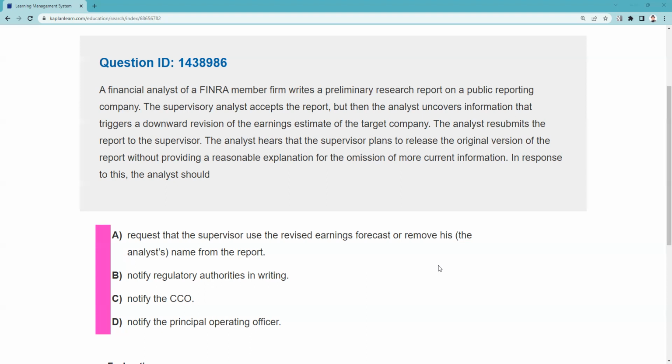So my supervisory analyst accepts my report. But then I uncover information that triggers a downward revision of my earnings on Tesla, the target company. So then I resubmit the report to my supervisor. These rules are to protect the analyst from being intimidated by their supervisor, or in the old days, banking. That's part of why all these rules came from. In the old days the bankers were the ones who had control of the research department. Anyways, the supervisor plans to release the original version of my report without providing a reasonable explanation for the omission of the more current information. In response to this, remember this question is about me, the Morgan Stanley analyst covering Tesla. What should I do?